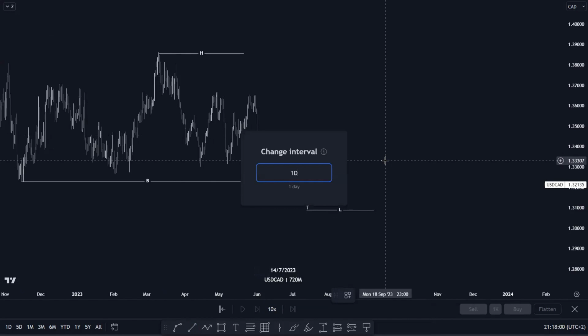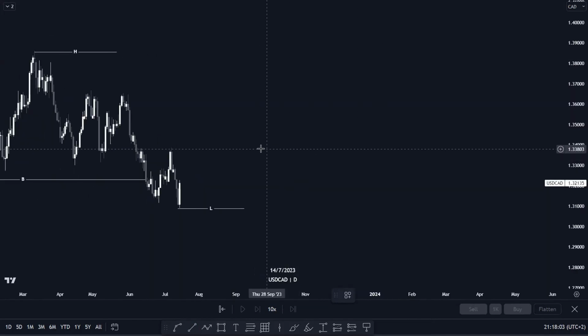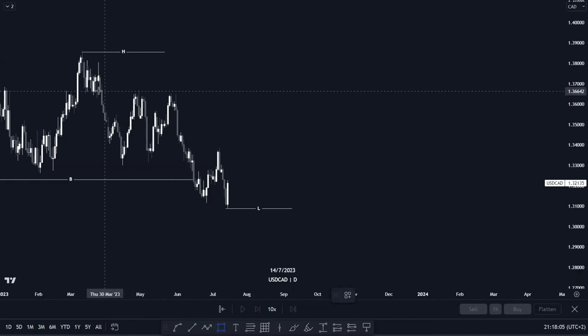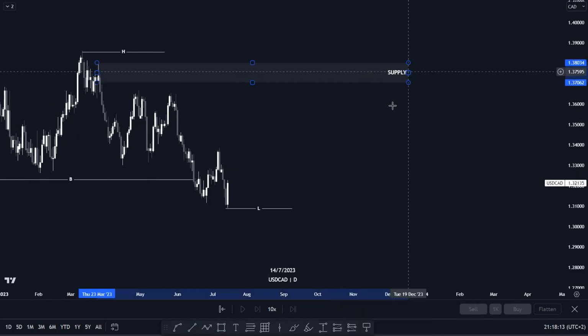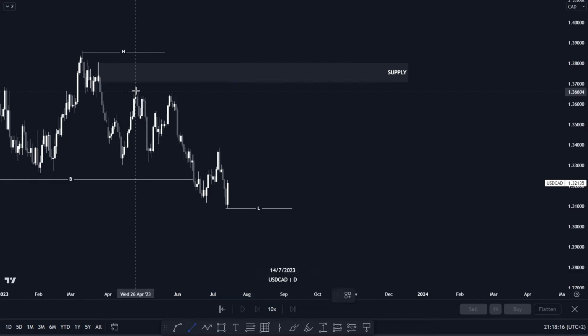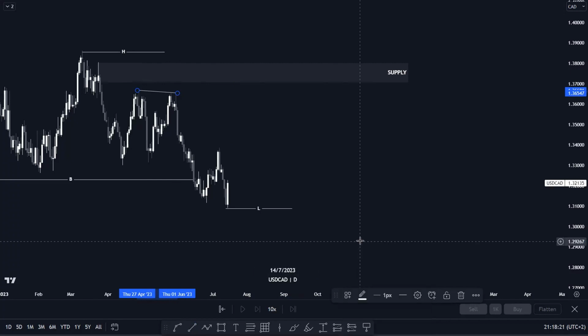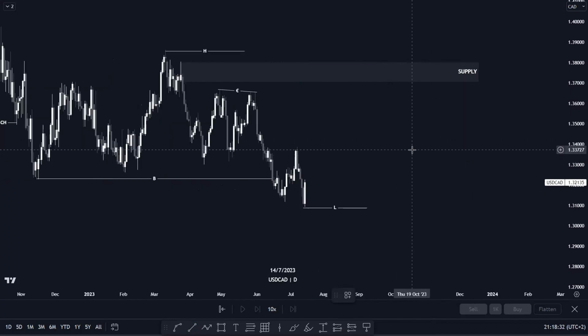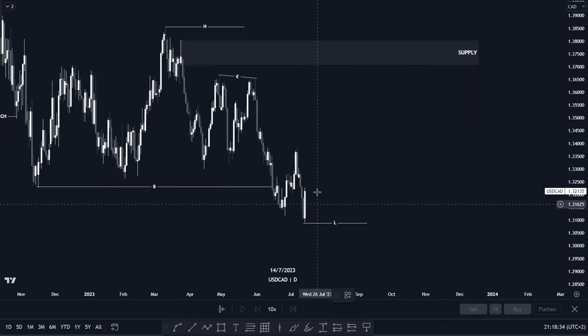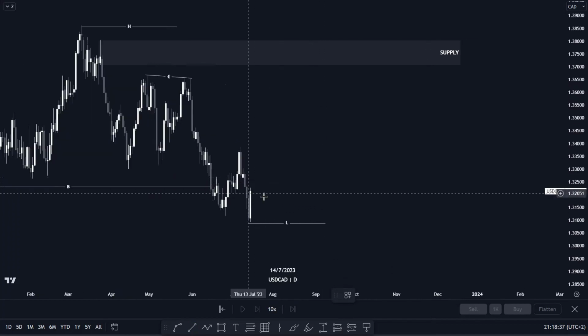Okay, so if we move back to our daily time frame, we can see here price left us with a beautiful supply area here, and this will just be liquidity, equal highs. Okay, so now we'll be looking to take our entries off our supply area here. Okay, so now you can see that our supply area is too far off from our current market price.